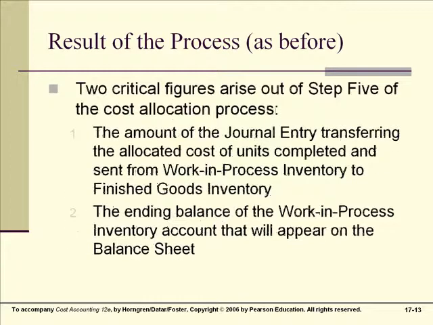Okay, so the result of the process is two figures that we need. The amount of the journal entry transferring the allocated cost of units completed and sent from work in process to finished goods. So what we are looking for in all of this effort is a debit to finished goods and a credit to work in process, showing us the conversion of goods completed. The second entry we need is to determine the ending balance of work in process that will appear in the balance sheet.